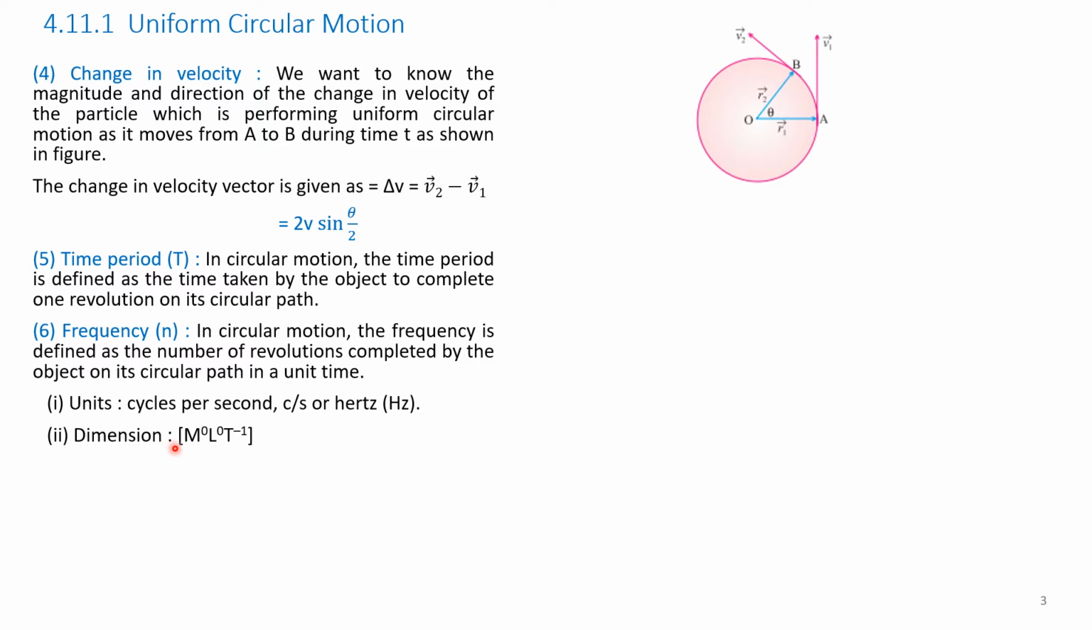Dimensions of frequency are M to the power of 0, L to the power of 0, T to the power of minus 1, because it is cycles per second. Per second is T to the power of minus 1.